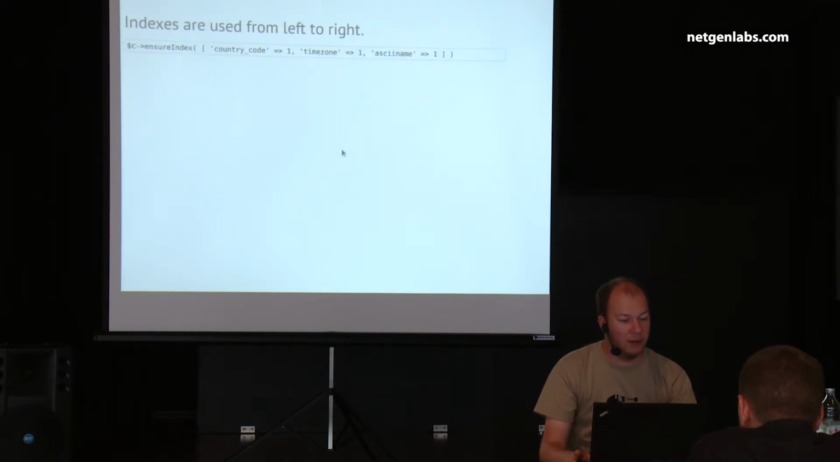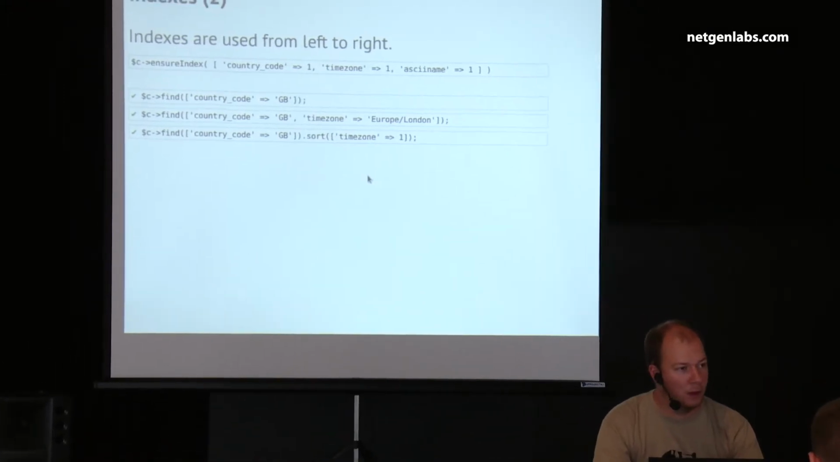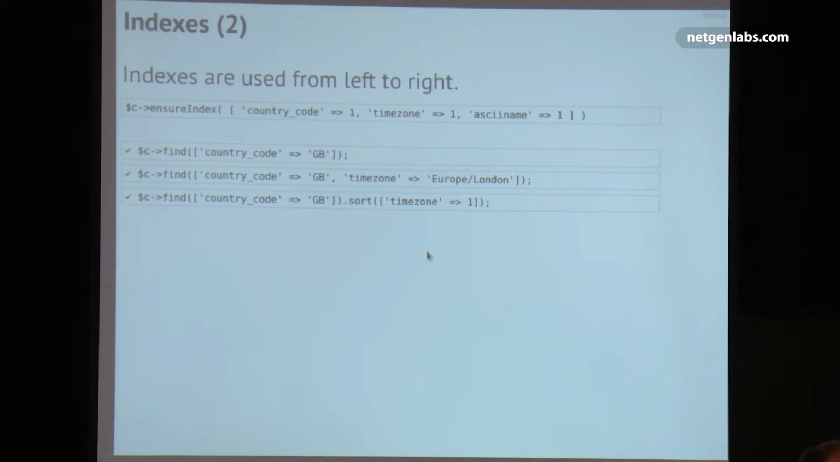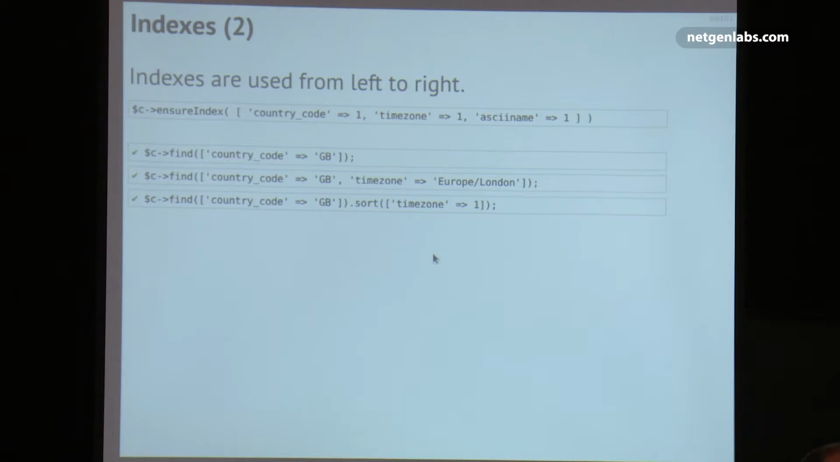All right, so I've mentioned that indexes are used from left to right. For an index that we have on country code, time zone, and ASCII name, all the 3 queries that I'm showing you now can make full use of the index. Country code, because it's the first part of the index, works fine. Country code and time zone works because it's the first 2 of the index. And finding by country code and sorting by time zone also works because that's also the first 2 of your index. Now there's a few where it doesn't work so well.